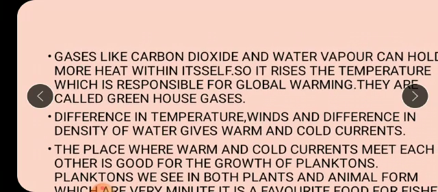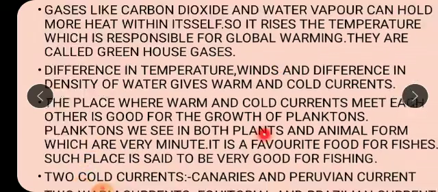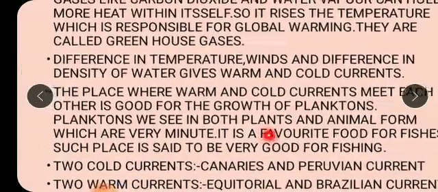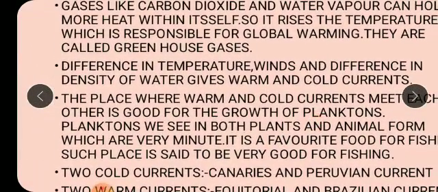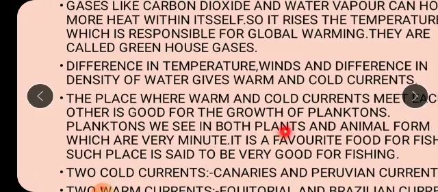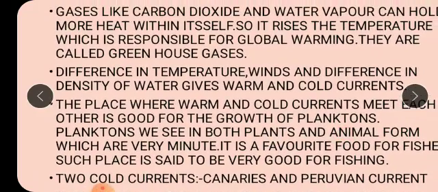And yes, density of water. I told you the meaning of density in the last lesson. Density is the capacity of any substance to occupy space, isn't it? The place where warm and cold currents meet each other is good for the growth of planktons. I told you about the planktons. Remember, planktons you get in the form of plants as well as animals. But they are very minute, very small, you cannot see them with your eyes. So it is a favorite food for fishes. These planktons are very much a favorite dish for fishes.